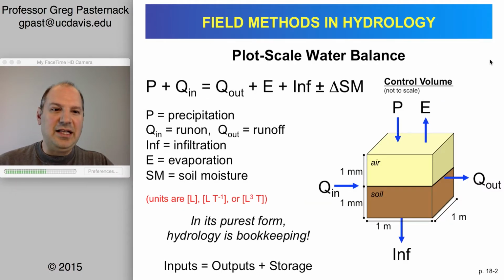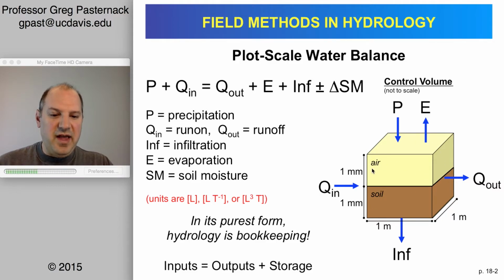Okay, so let's begin with the two water balance equations. Let me remind you of the plot scale water balance. So this is where you have a very small piece of ground. Imagine 1 meter by 1 meter square as shown in this little schematic. And imagine just a 1 millimeter thin slice of soil with the air above it.